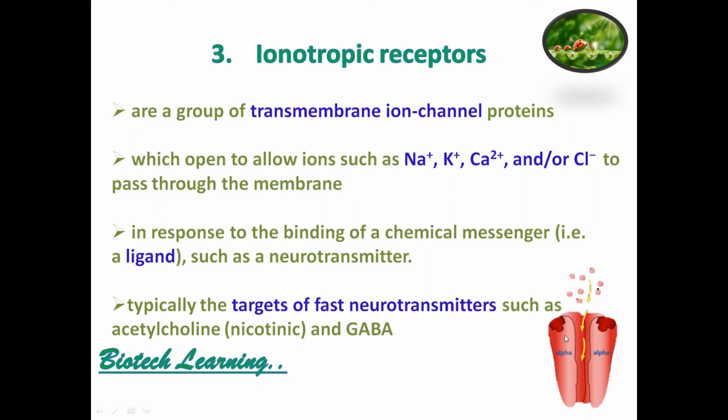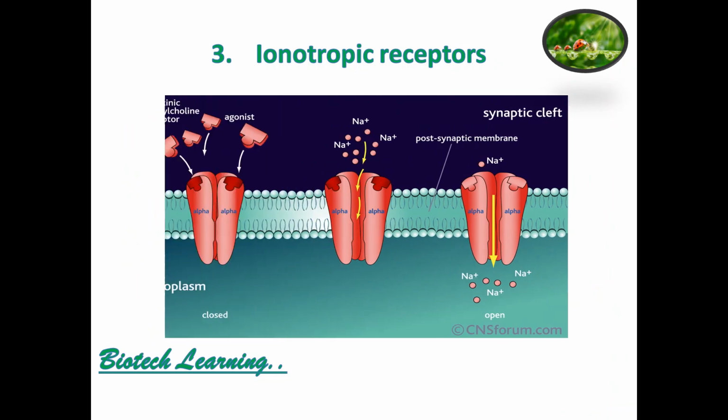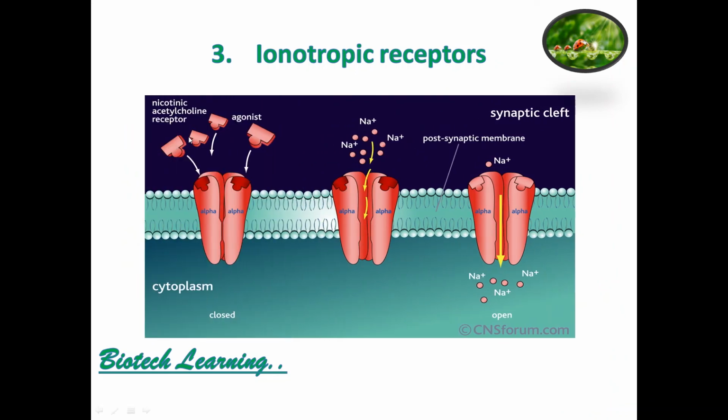When the ligand binds to this protein, which is a transmembrane protein, a channel opens up and extracellular ions can move inside. And the ligand binding here can be some neurotransmitter, especially fast neurotransmitters like acetylcholine and GABA. Let's see this picture. Here you can see acetylcholine is the ligand. When this binds to this receptor, a channel opens up and then sodium ions move towards the inside of the cell. It's as simple as that.